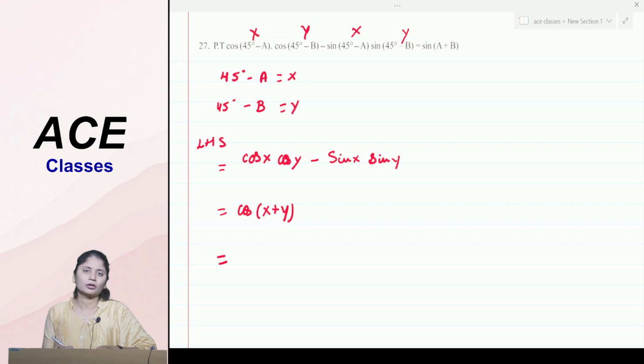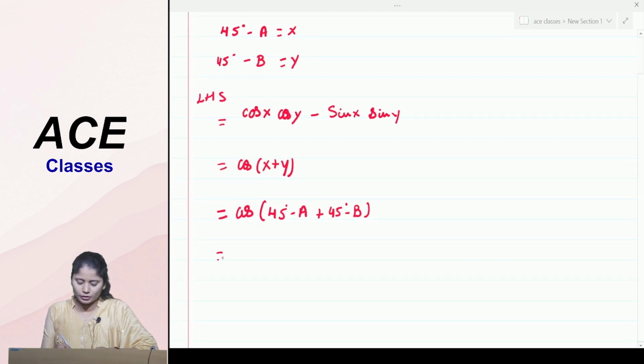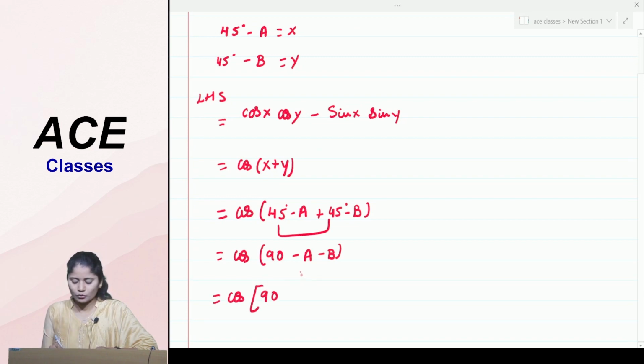Now replace the value of x and y, 45 minus a and 45 minus b respectively. So that is cos of x value is 45 minus a and y value is 45 minus b, 45 degree minus b. So here it is cos of 45 plus 45 is 90 minus a minus b. So now what I will do is cos of 90, in both the terms I'll take minus common. I can write it as a plus b.